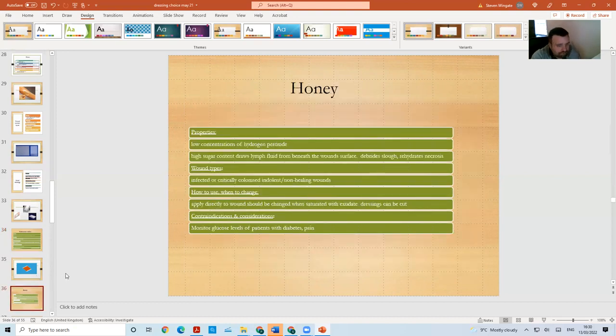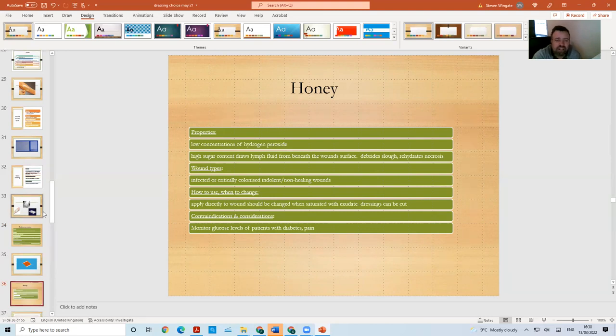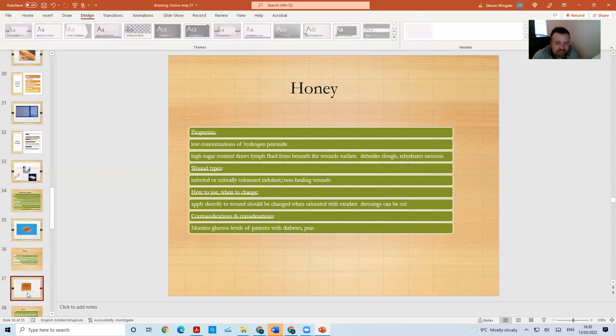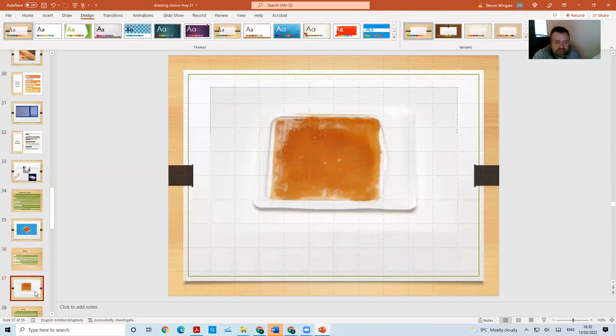Honey as well. Looking at medical honey or high-grade honey, you can apply to the wounds. It can treat the infected areas of the wounds. You can apply directly and should be changed. And obviously, dressings can be cut. So that's what the honey dressings look like.